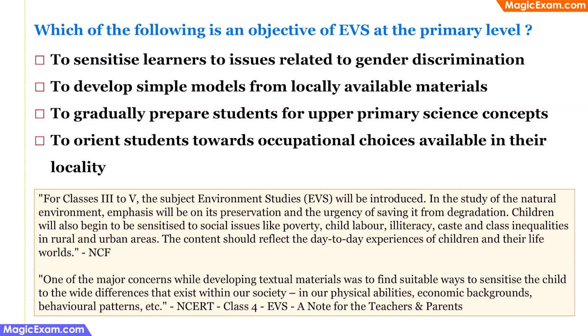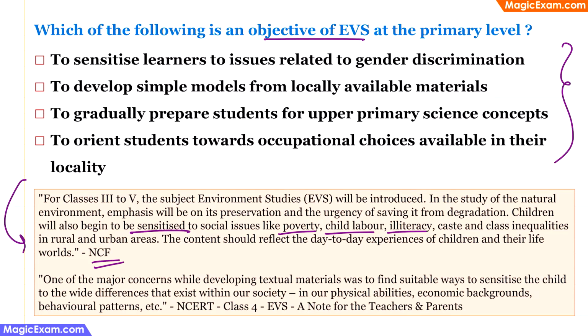Which of the following is an objective of EVS at a primary level? Now this is a very simple question. This can be answered by using the information that is there in the National Curriculum Framework, where it is clearly mentioned that one of the purposes of EVS is to sensitize children to various social issues like poverty, child labor, illiteracy, caste and class inequalities, etc. Therefore, the answer choices, if we evaluate against the information in the NCF, we'll be able to select the right answer.